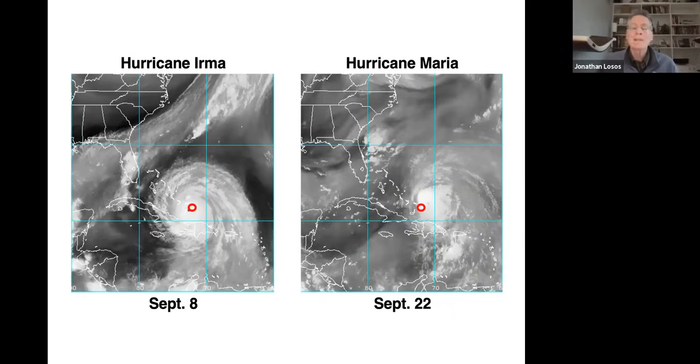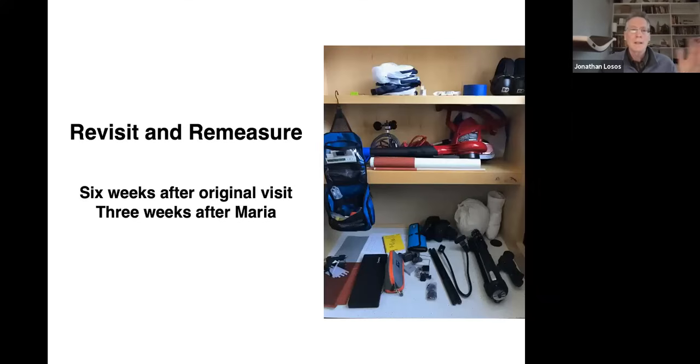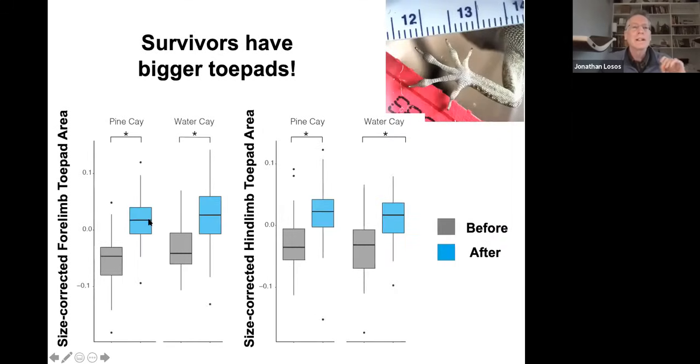They went back out to see whether there's any change in the morphology of the populations as a result of the hurricanes. And so they packed their bags and went out there. To cut a long story short, the surviving lizards had bigger toe pads on both islands.